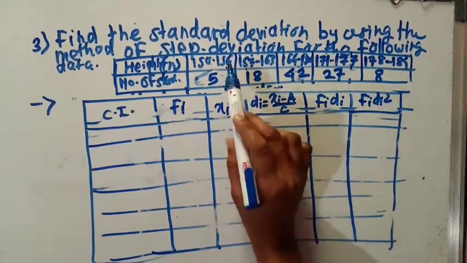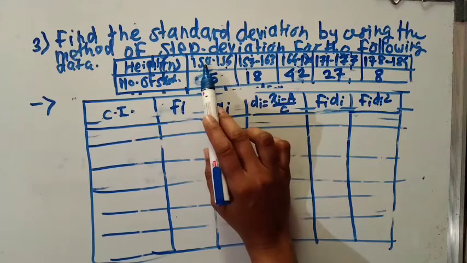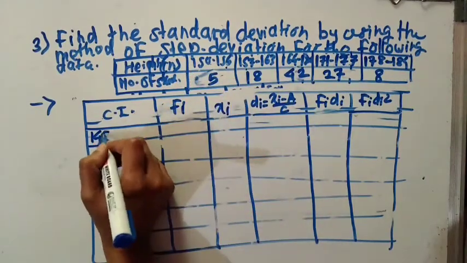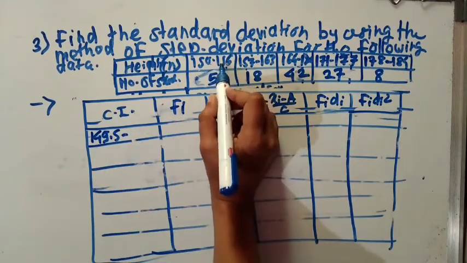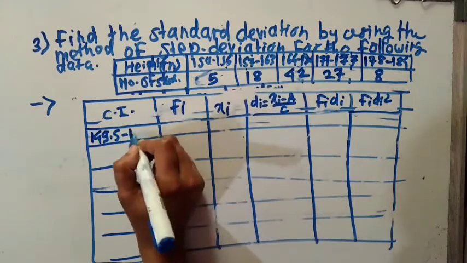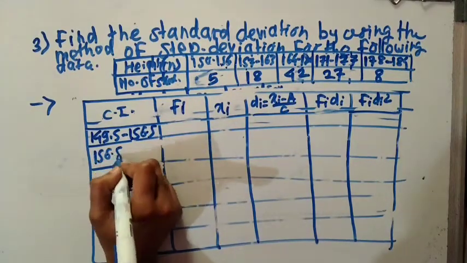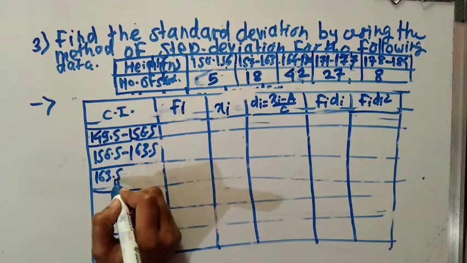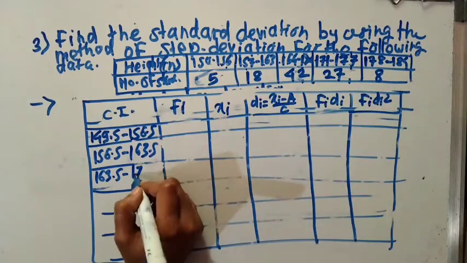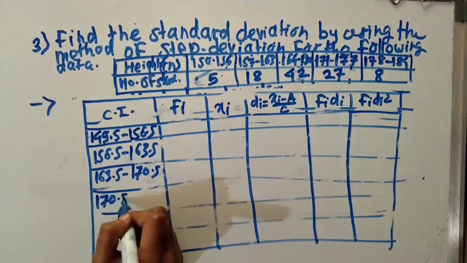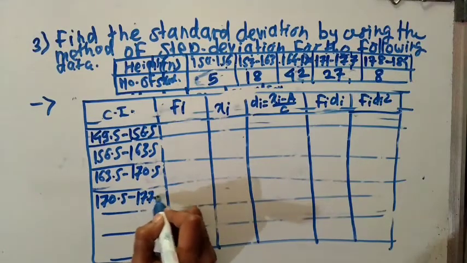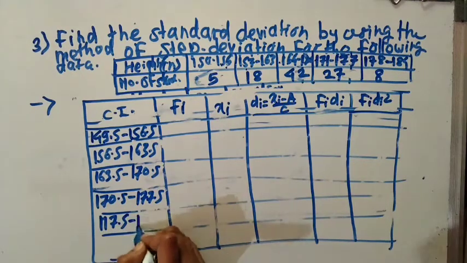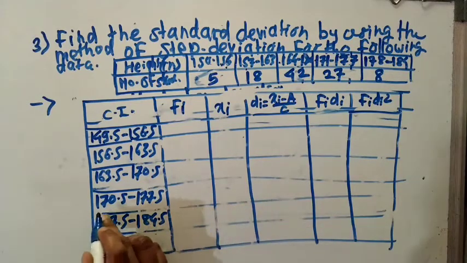So first, these class intervals are discontinuous: 152, 156, means from 150, the number before it is 149.5, so take the previous number minus 0.5. Then 156.5, then 156 to 163.5, then 163.5 to 170.5, then 170.5 to 177.5, then 177.5 to 184.5.